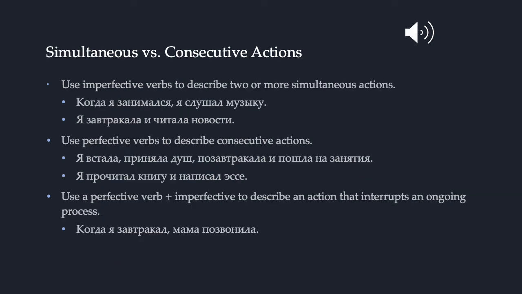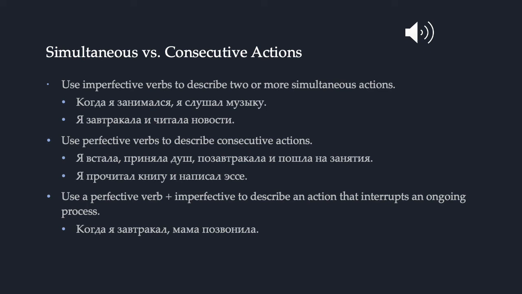Finally, let's talk a little bit about simultaneous versus consecutive actions. When we are describing two or more simultaneous actions, we are going to use imperfective verbs. For instance, когда я занимался, я слушал музыку. When I was studying, I listened to music. Or я завтракала и читала новости. I was eating breakfast and reading the news.